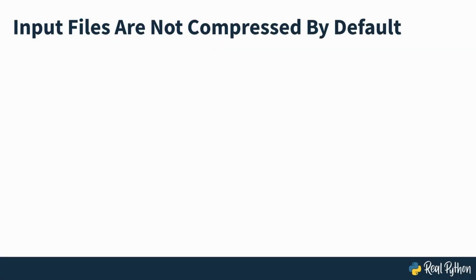By default, zipfile doesn't compress the input files to add them to the final archive. That's why the size and the compressed size are the same in the examples seen previously. You'll look at compressing files and directories later on in the course.